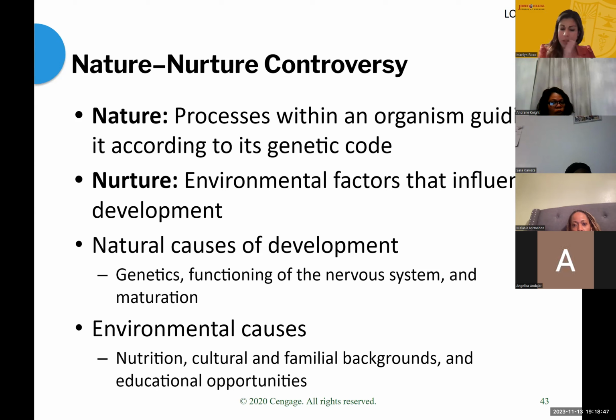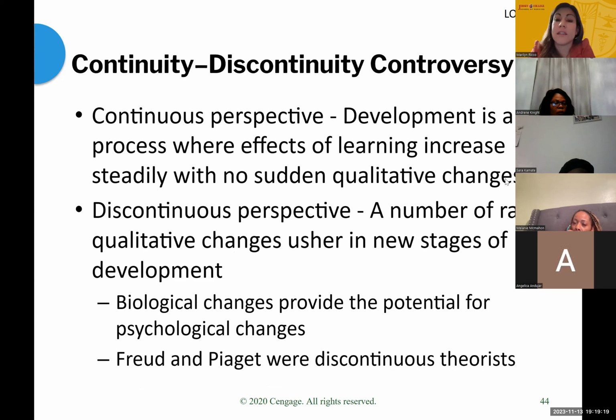So throughout the different age groups, infancy and childhood and going on, everybody has both nature and nurture. It's the natural causes of development, genetics, functioning of the nervous system and maturation. And then the environmental causes are nutrition, cultural and family backgrounds, and educational opportunities are all environmental causes that play a role. So continuity and discontinuity controversy, it's a continuous perspective. Development is a process where effects of learning increase steadily with no sudden qualitative changes.